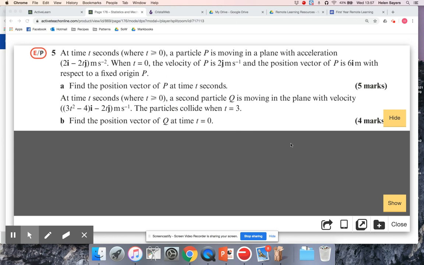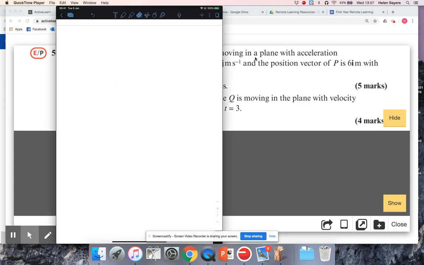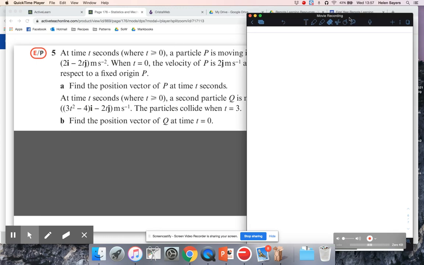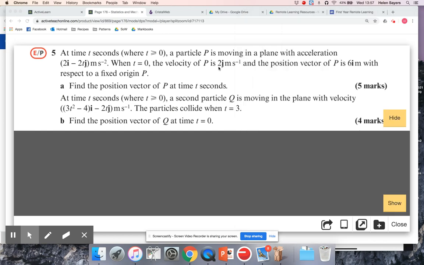To find the position vector, I'm going to have to get the velocity vector first. So what are we doing? Question 5A. Okay, so velocity is going to be the integral of the acceleration. So acceleration is 2i minus 2tj.